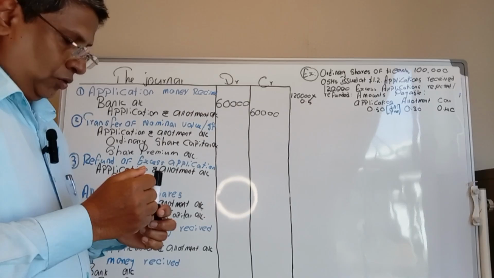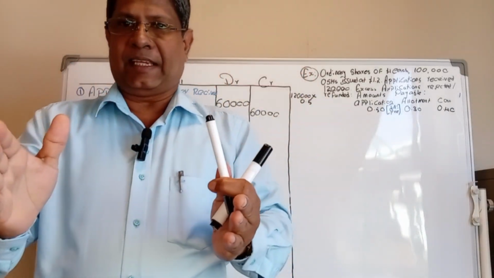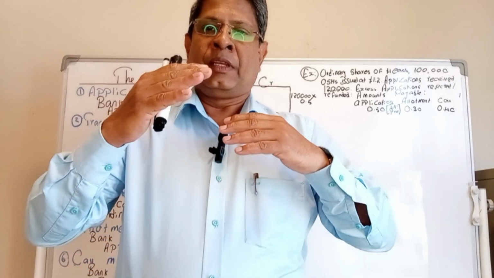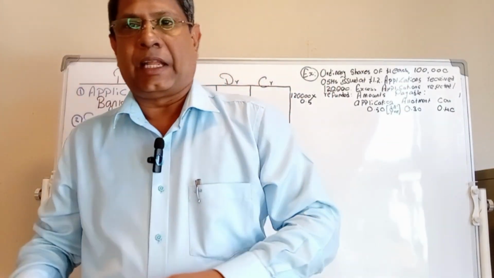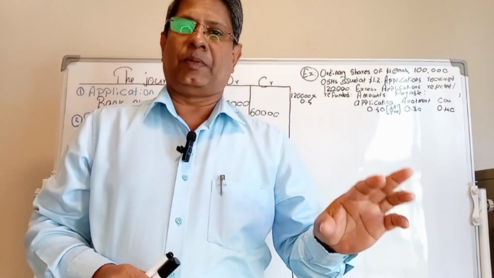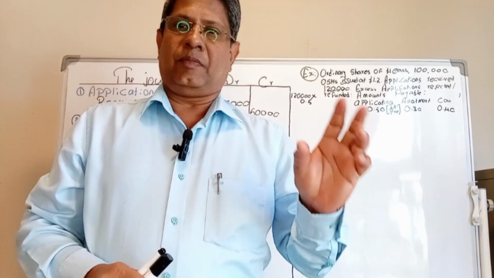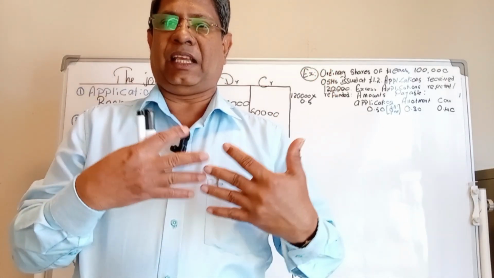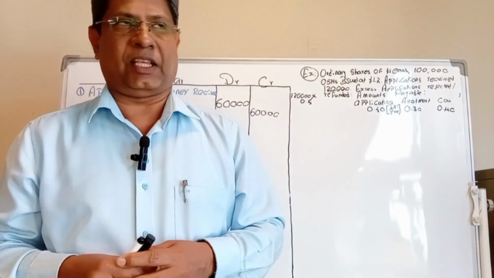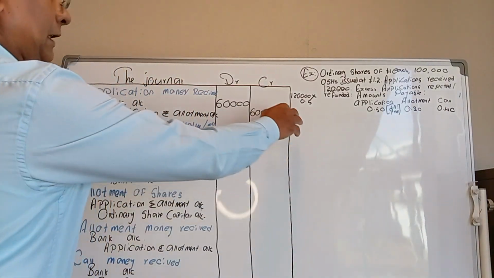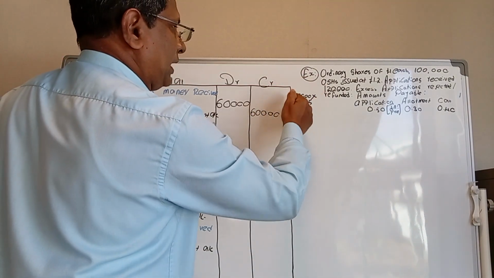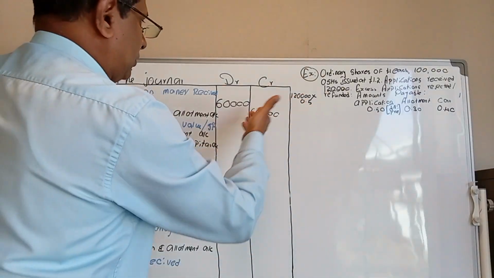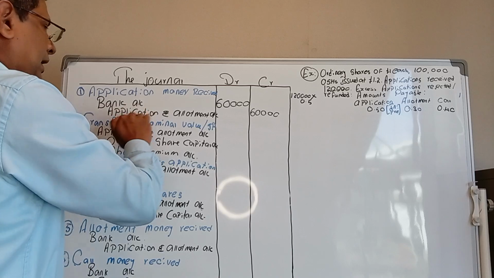Is it clear? So for application money, bank is debit, application and allotment is credit. We can also create a share application or share allotment account instead, but I have seen in the past papers of Edexcel, in the mark scheme, the examiner most of the time uses the words application and allotment. So we'll stick with application and allotment. Is it clear? Application money, number of applications into the application amount, 0.5, that was 6,000. Bank account debit, application and allotment credit.